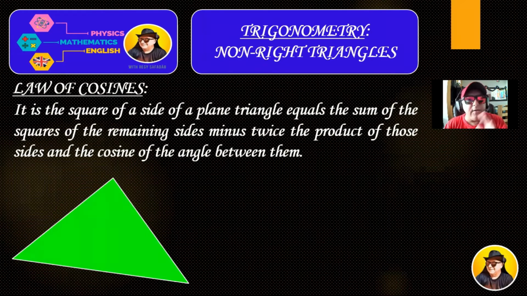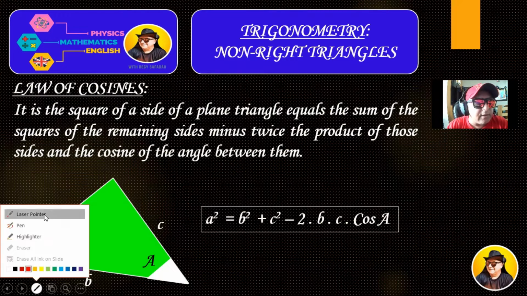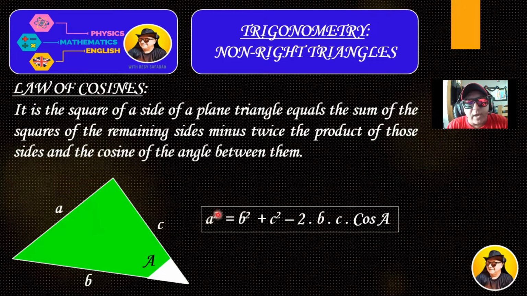Okay, so let's suppose a non-right triangle down here. We have side A, side B, and side C. And there is an angle between sides B and C. This is angle A, all right? So this is the law of cosine. Let me get a laser pointer as usual. So A squared is B squared plus C squared minus 2 times B times C times the cosine of angle A. So this is the law of cosine, all right?